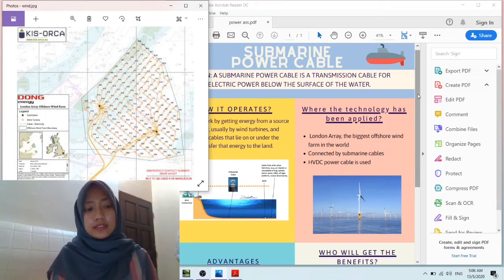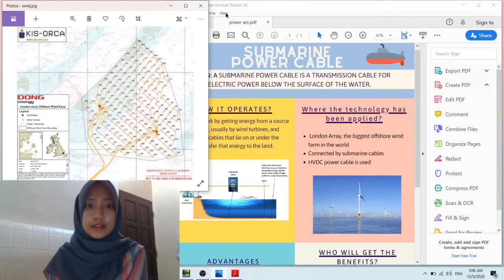The cable type usually depends on the distance from the shore. Earlier inshore wind farms used high voltage AC, and larger wind farms used high voltage DC cable, like London Array.